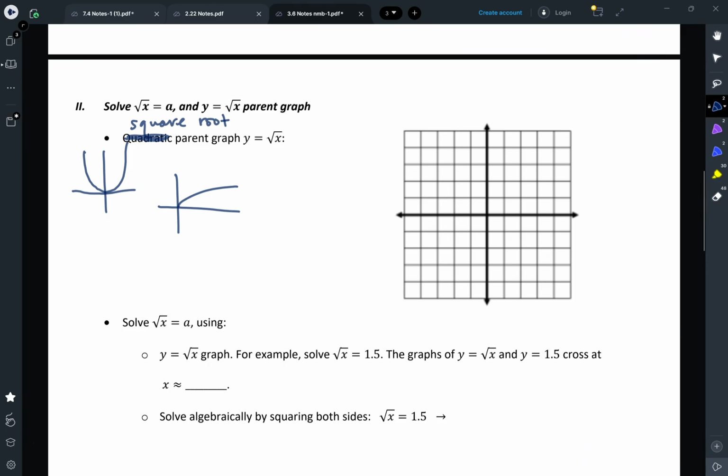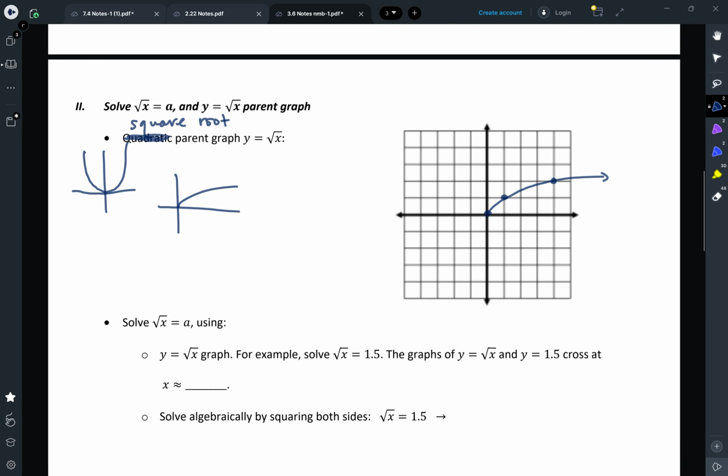So I'm going to start it at 0, 0. And here's my 1, and here's my 3. So this time I went 1 to the right, up 1, 3 to the right, up 1. So I did the inverse, right? I kind of flipped it around. And that's going to be my square root graph.